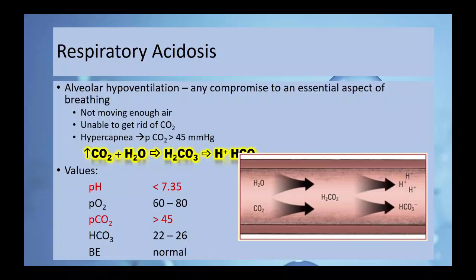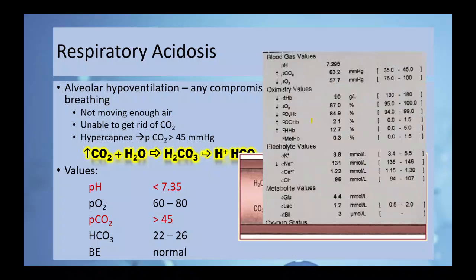The PCO2 is elevated in respiratory acidosis. The bicarbonate can be in the normal range. Here is an example of a blood gas that has a respiratory acidosis. Notice the first question, what's the pH? It's acidotic. Then what is the next question? What's the CO2? It's 63. The pH is low, the CO2 is high. We don't have to go any further. This is respiratory acidosis.